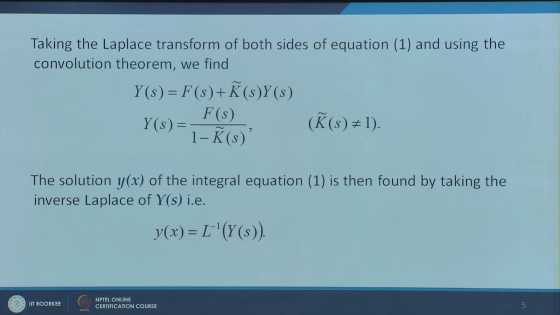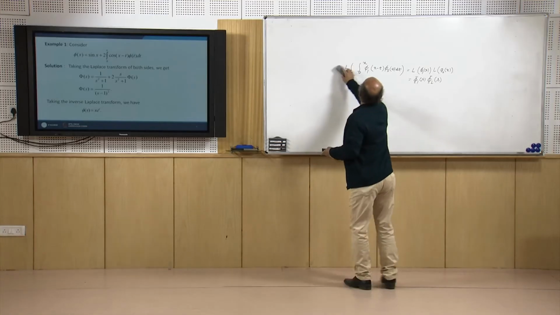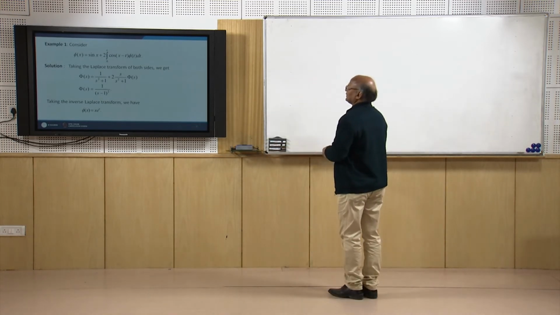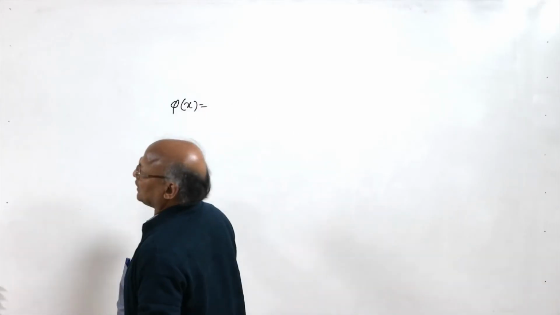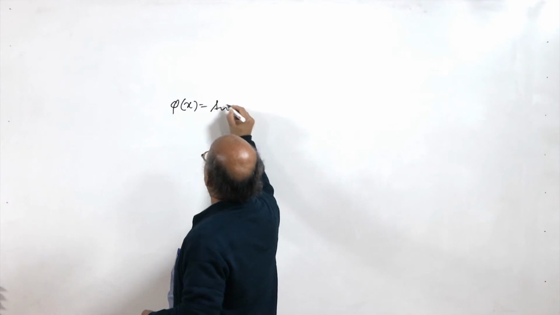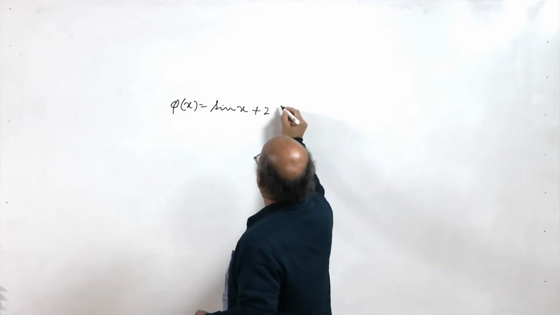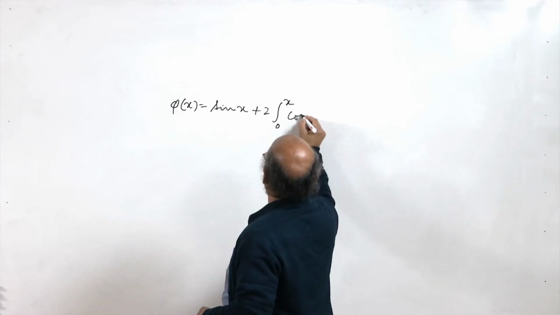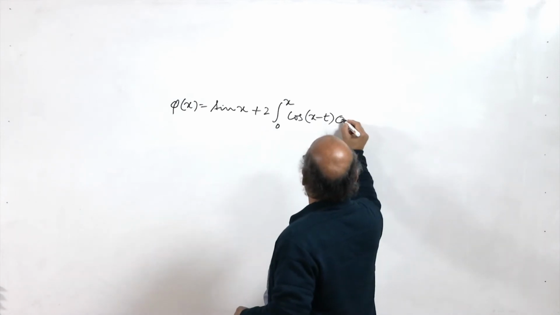Now, let us see how we apply this method to solve an integral equation of Volterra type, second kind. So let us consider the integral equation phi(x) equal to sin x plus 2 times integral 0 to x cos(x minus t) phi(t) dt.